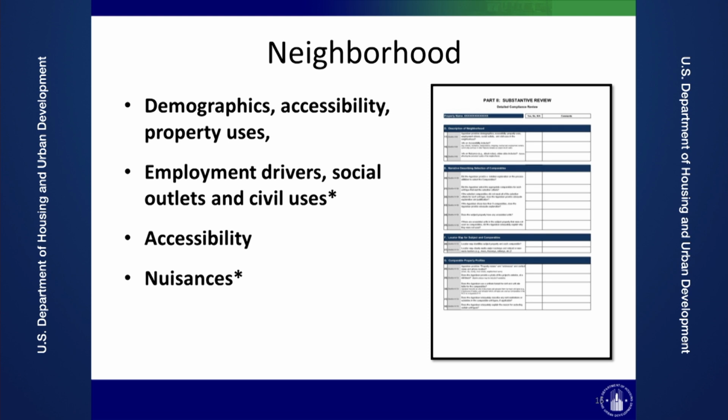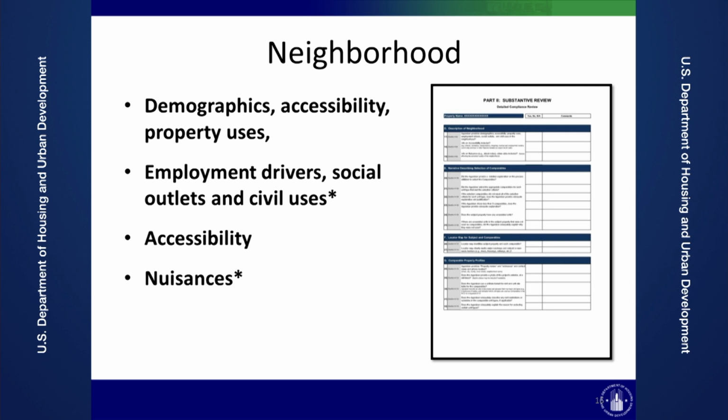Now, just to let you know, as people reviewed these documents from a couple of years ago, 15% of the rent comparability studies that we got in did not have any information on the demographics, accessibility, and surrounding property uses to the subject. Needs to be in there.